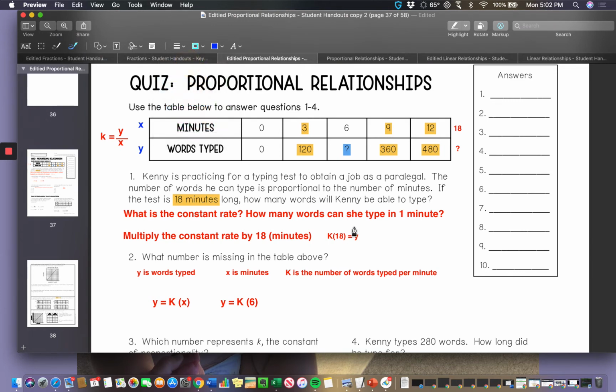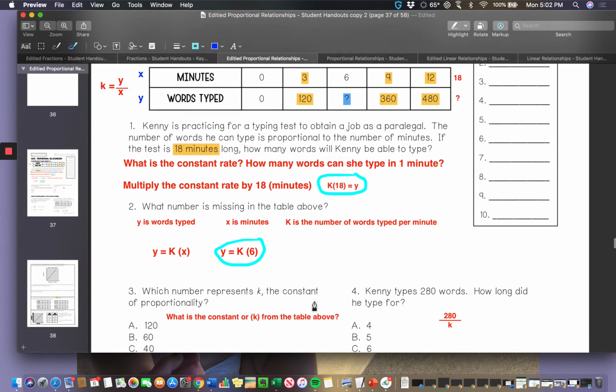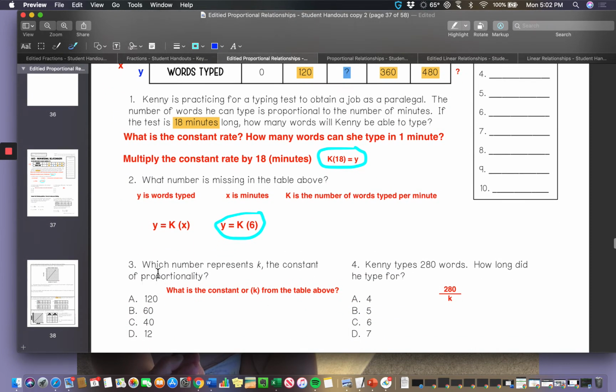Okay, so make sure that the main part here, once you figure out K, is you're substituting K into these formulas to get your answer. And again, for number 3, which number represents k? The constant of proportionality. So whatever you got for k, I'm going to tell you right now, it's one of these 4 numbers. You can circle it. Very easy question because you've already gotten k for number 1 and 2. So just go ahead and circle whichever one you think that is.